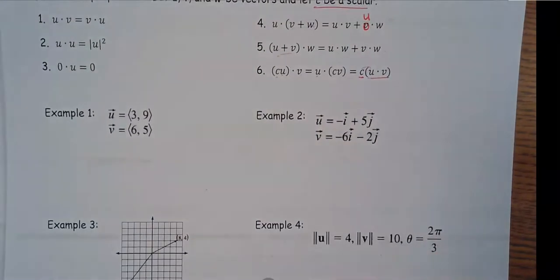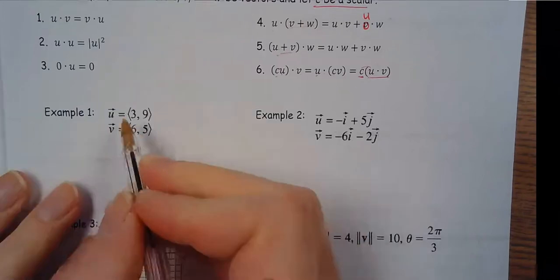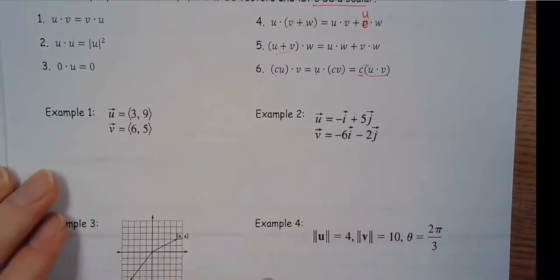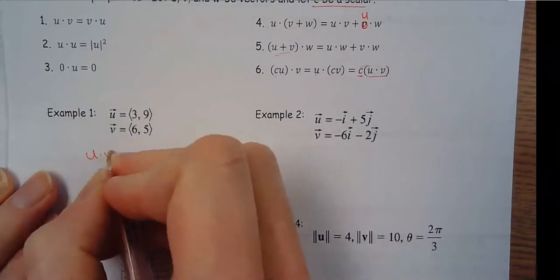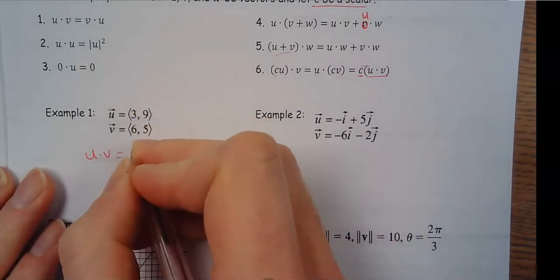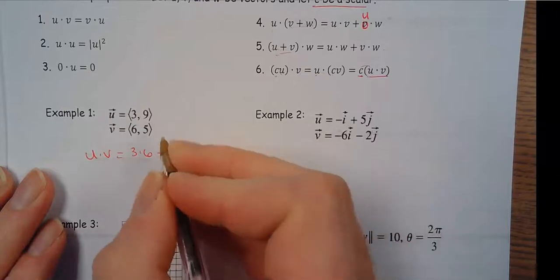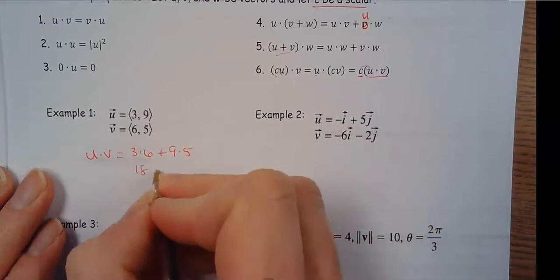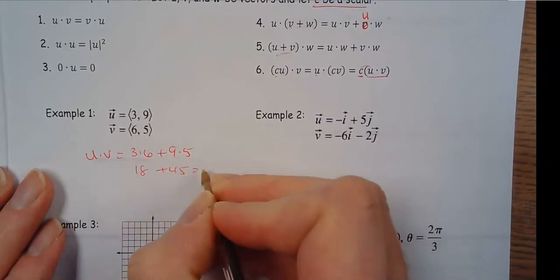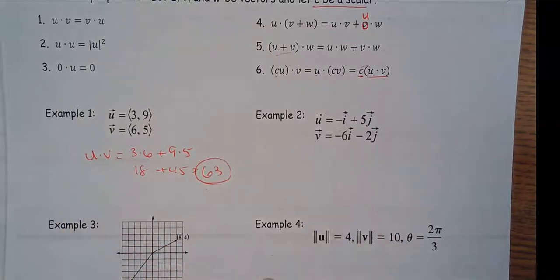Okay, so let's do some dot products here. I'm going to give you some vectors in different forms, and I'm going to ask you to find the dot products. On this one, if u is 3, 9 and v is 6, 5, then u dot v would equal 3 times 6 plus 9 times 5. So that'd be 18 plus 45, which is 63. Notice the answer is just a number. That number is important. We can use that number for a lot of things, but it's not a new vector. It's just a number.